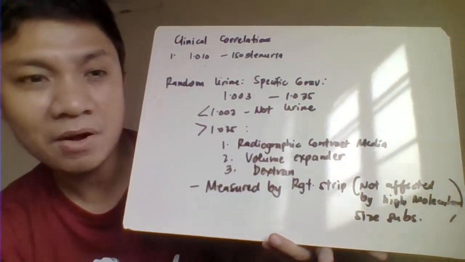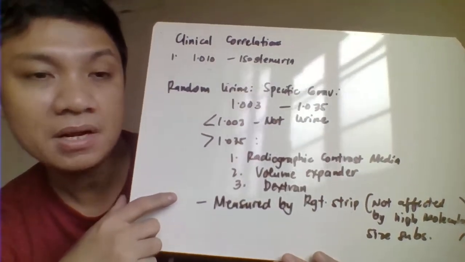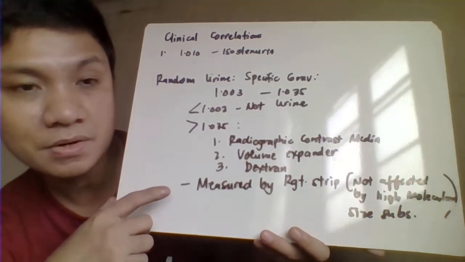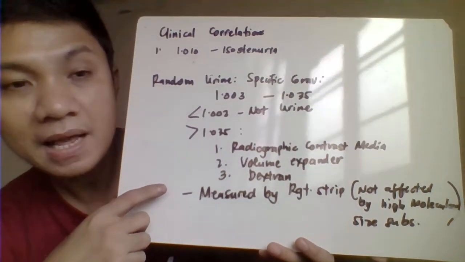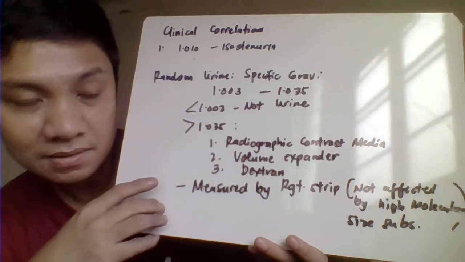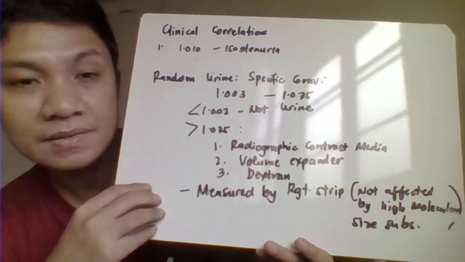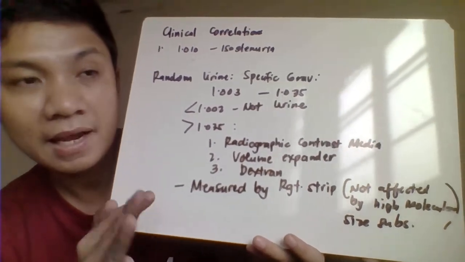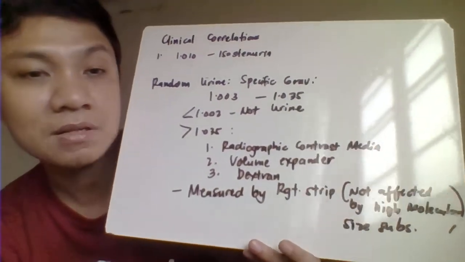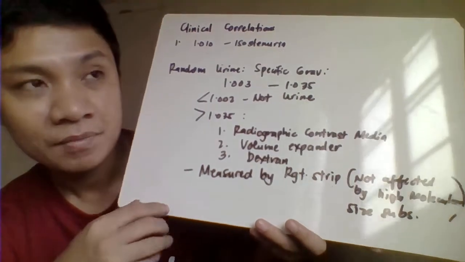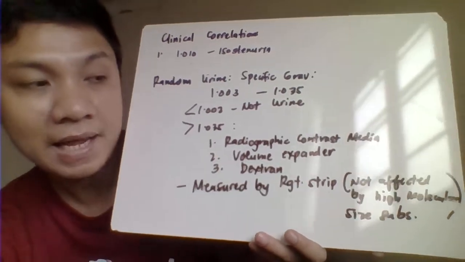It is very watery, very light. On the other hand, it is abnormal if you encounter a specific gravity reading of more than 1.035. A reading of more than 1.035 may be related to the presence of high molecular weight substances. For example, radiographic contrast media, when the patient is undergoing a procedure where they give contrast media to the patient. The presence of this contrast media would increase the specific gravity reading to abnormally high.